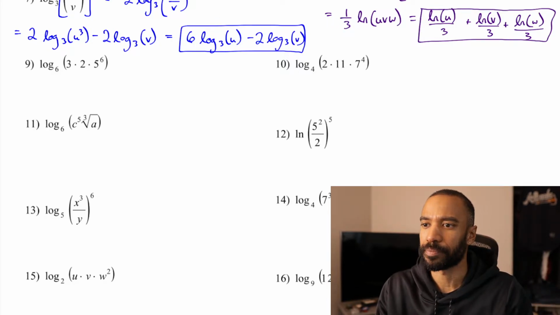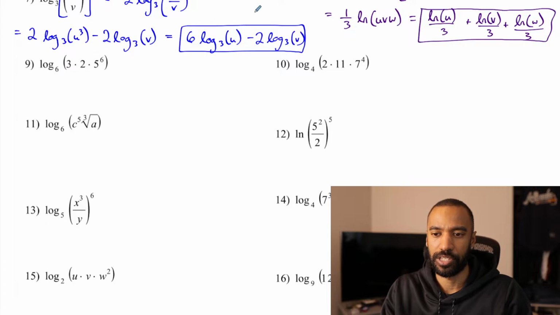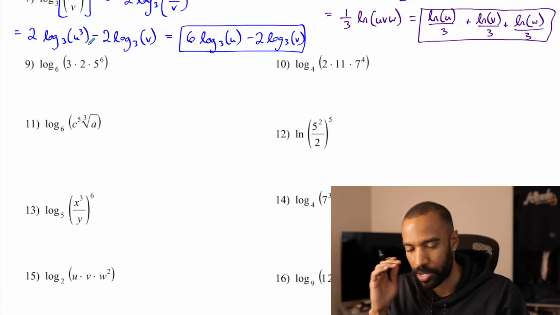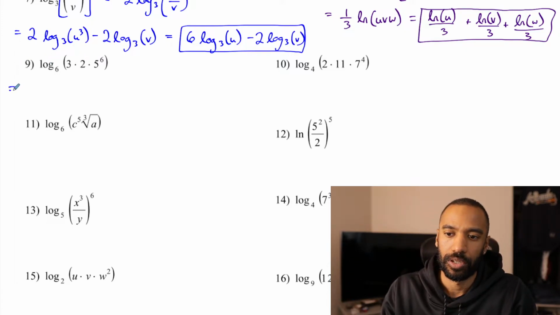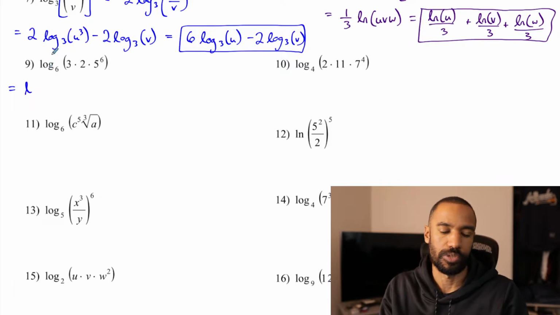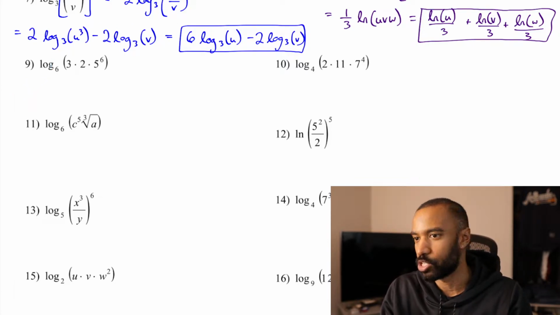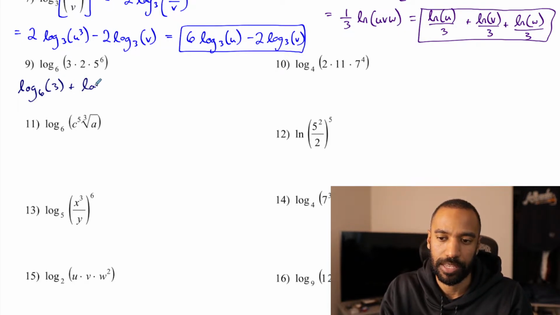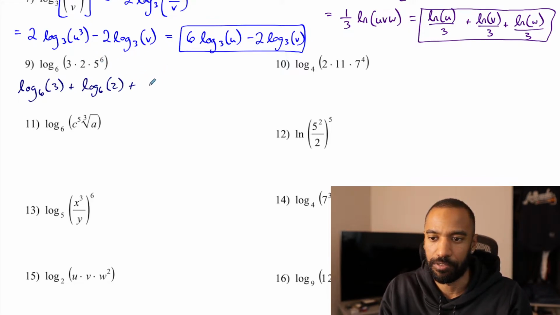Okay, number 9. Log base 6 of 3 times 2 times 5 to the 6. And again, we're not doing 3 times 2. We're not changing. We're stripping as much out as we can. So this becomes log base 6. They're asking you to not evaluate anything. They're saying expand property-wise. Doesn't matter if it's number or variable. This becomes log base 6 of 3 plus log base 6 of 2 plus 6 comes out for the 5, right? 6 times log base 6 of 5.